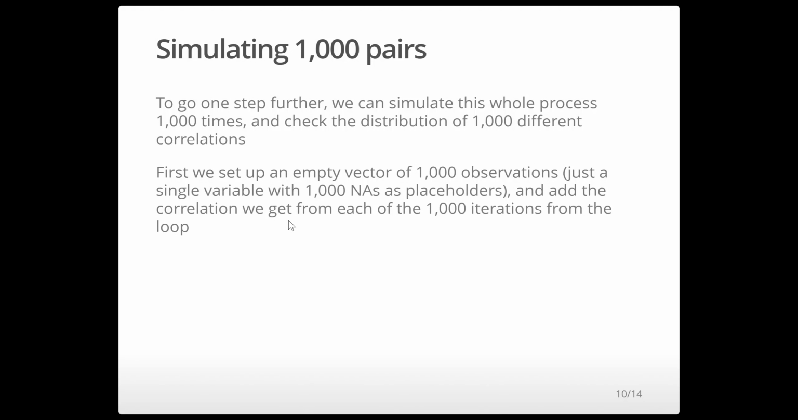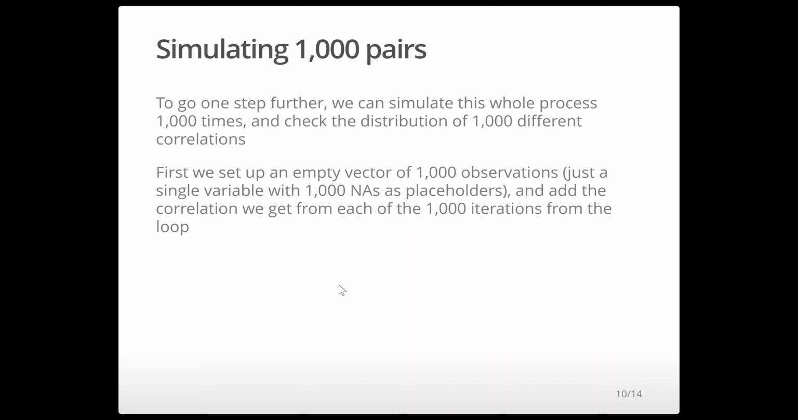So we've done this once, and a lot of times what you'll do in simulation studies is take a process like this, repeat it many, many times, and then check the distribution of the results. So here I'm going to repeat this process 1,000 times, and I'm going to do this by using a loop. To use a loop, I'm going to start by initializing a totally empty variable with just 1,000 NAs, or missing values, as placeholders.